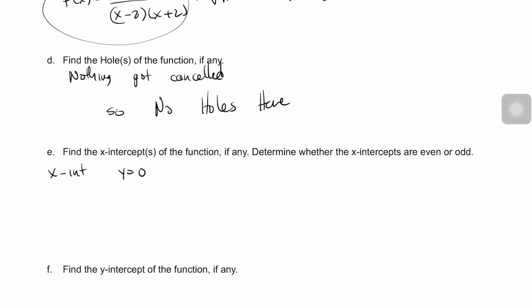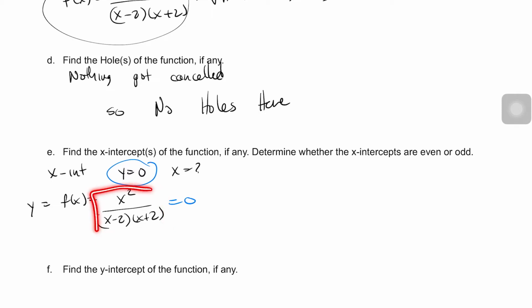The x-intercept, as we mentioned in the previous video, is going to happen whenever y equals 0. So we're going to find x when that's true. So you take the function, remember that f of x is equal to 0. So we're going to set y equal to 0, and find out what is the x value that will make this be 0. As I said before many times, the only way that a fraction can be 0 is whenever the numerator is 0.